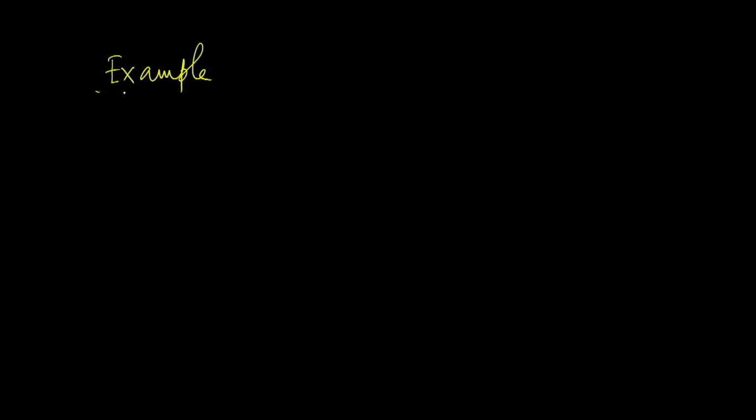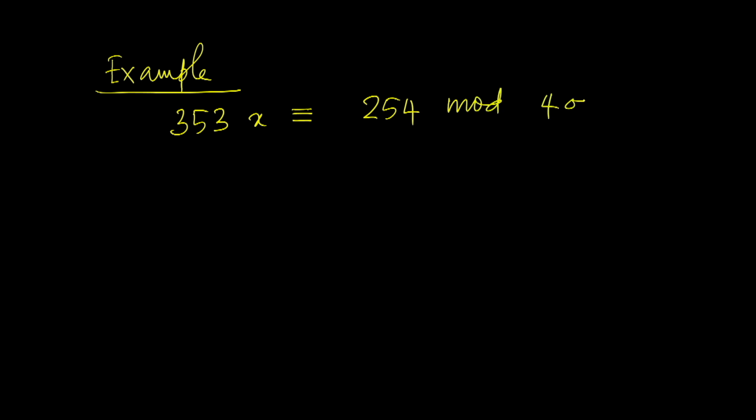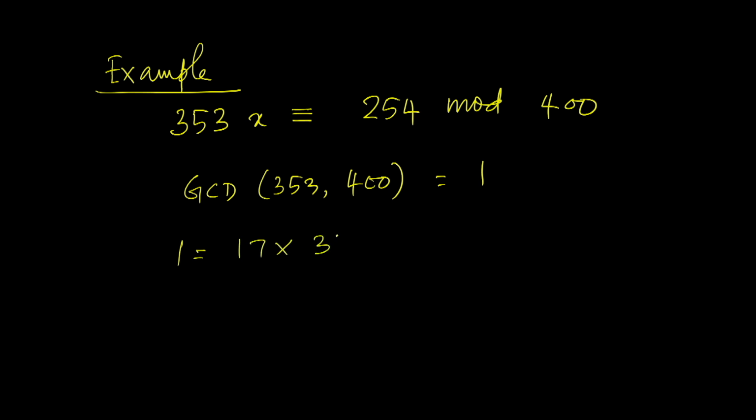So let us consider our previous example once again, where we wanted to solve 353x equals 254 mod 400. We know that GCD of 353 and 400 is 1. 353 is in fact a prime. Therefore, 1 can be expressed as a linear combination of 353 and 400 using Euclid's algorithm. We find that 1 is 17 into 353 minus 15 into 400.